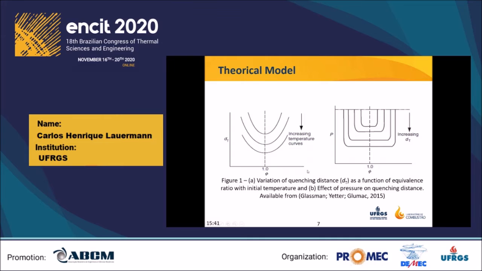Here there is a figure that presents the quench distance for different temperatures and different pressures, also by the equivalence ratio. And for the same temperature and pressure, the stoichiometric mixture presents the lowest quenching distance.